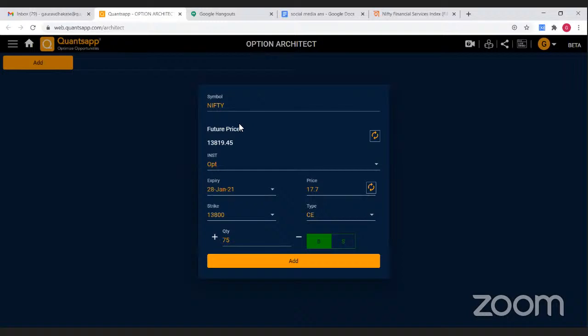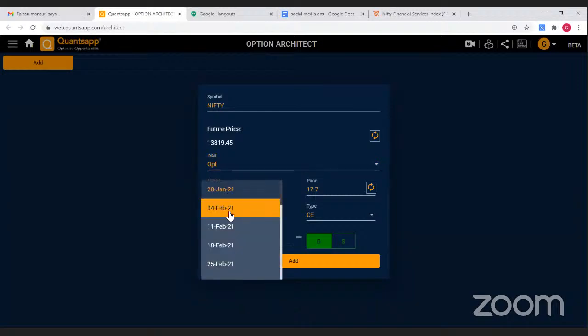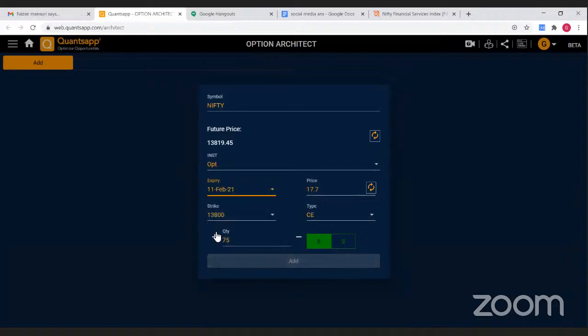Then you have to decide whether you are taking the options or futures. So you have both, whether you want to do it with the option contracts or the future contract. Sometimes you want to make a strategy based on both, so you can do so, or if you want to take the options, you can do so. We'll take the options for the example. Then expiry: we are taking the next-to-next week expiry, as today is already expiry and we won't be able to analyze and do the scenario analysis. So we have taken the expiry.